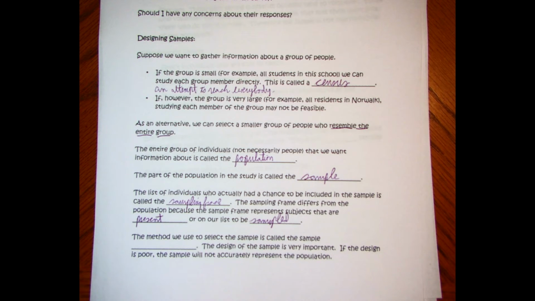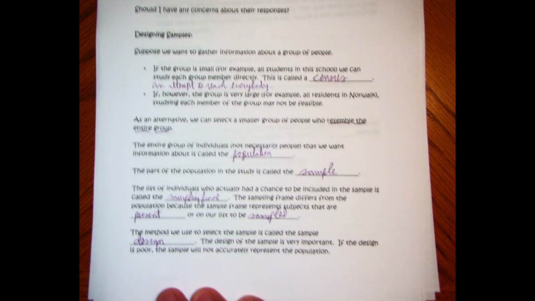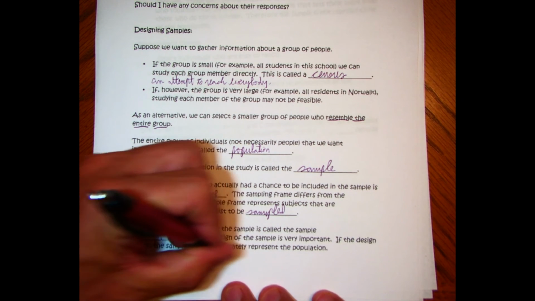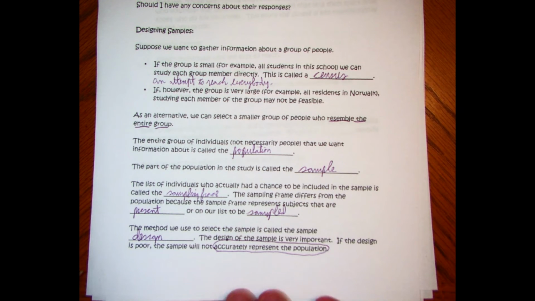Alright, so the method we use to select the sample is called the sample design. The design of the sample is very important. If the design is poor, the sample will not accurately represent the population, and that's the key. We need the sample to reflect the population. Okay, and those are some of the things I went over in the beginning of this lecture. It does us no good. I mean, we can go out and sample, but if the sample is not reflective of the population that we're trying to gain information from, then the sample is basically useless.